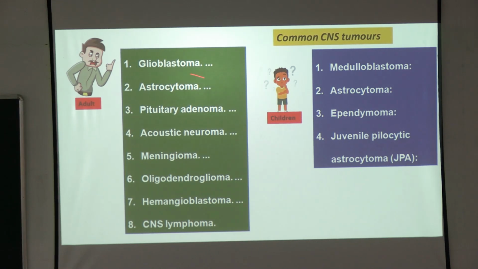Glioblastoma multiforme, astrocytoma, pituitary adenoma, acoustic neuroma, meningioma, oligodendroglioma, hemangioblastoma, CNS lymphoma. These are the common ones in adults. If you remember only a few, it will be enough for an oral examination, a short note or an MCQ. And children, what are the common tumors in children? The pediatric small blue cell tumors: medulloblastoma, astrocytoma, ependymoma, juvenile pilocytic astrocytoma. So, these are some groups of tumors present in adults and these are in children.